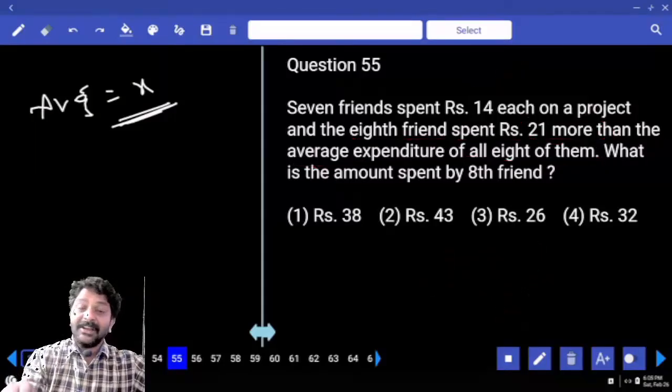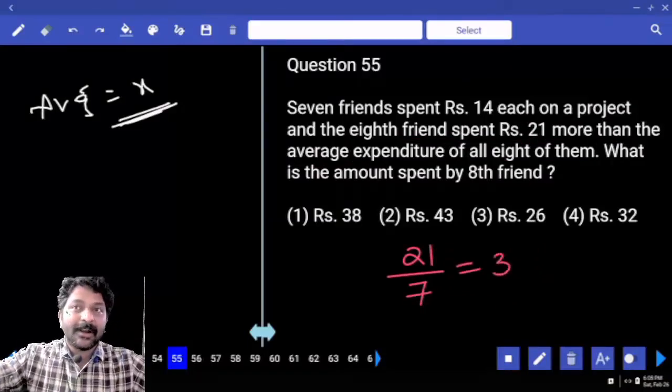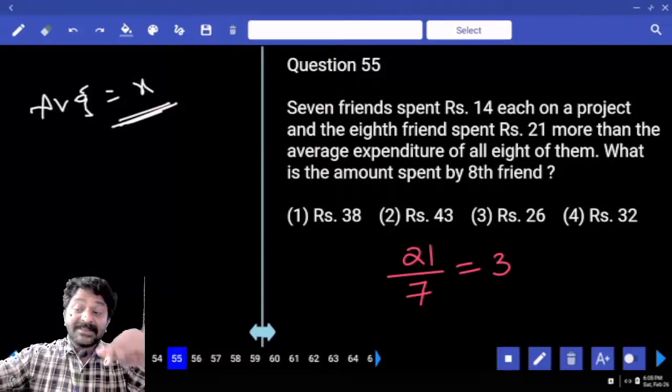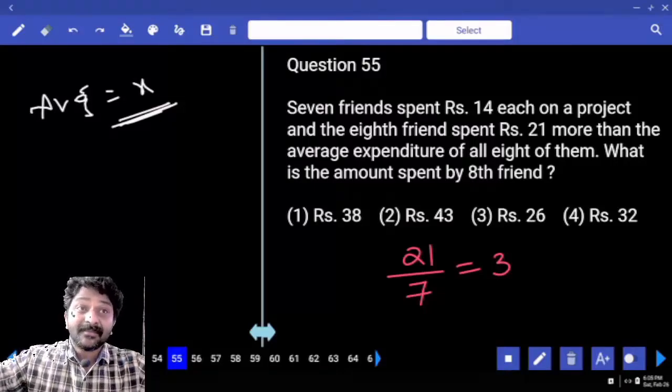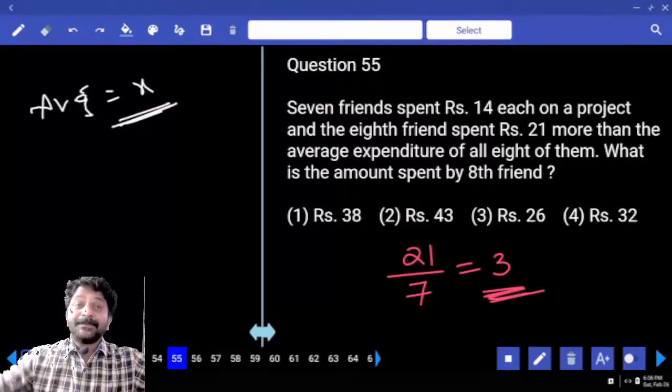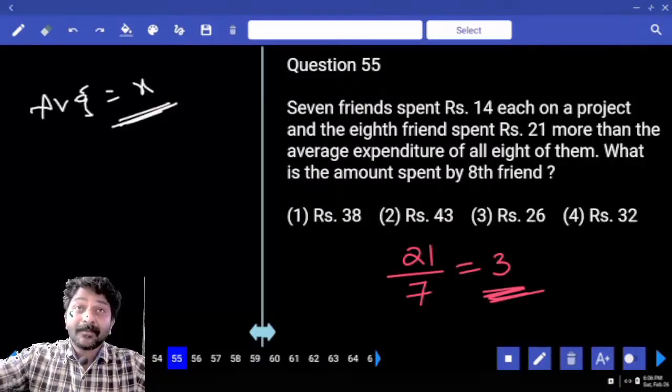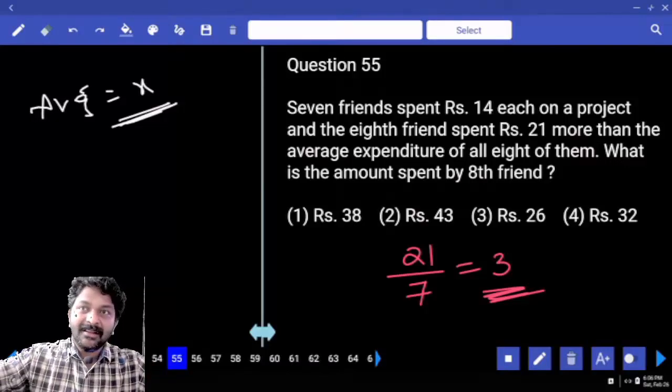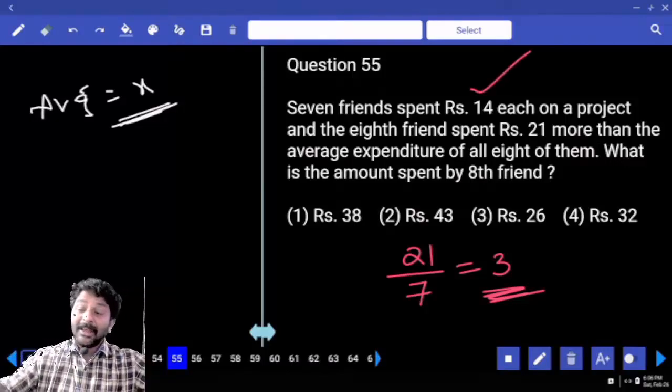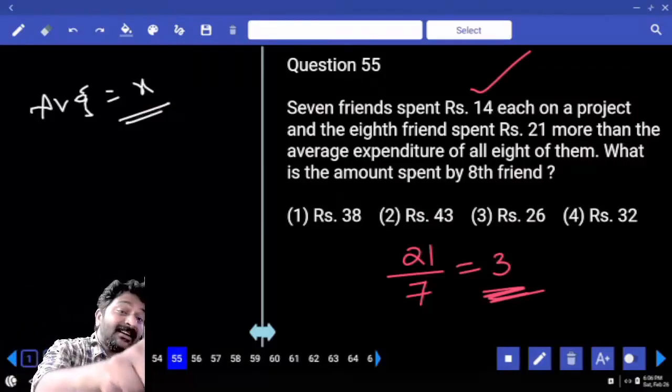So this 21 rupees must be divided among 7 members. That means each member gets 3 rupees more, right? From this, can we get how much is the average? This 3 rupees per person is for whom? For the 7 members, right? How much did those 7 members each spend? Already 14. Now they get another 3 rupees extra, so what is the average?